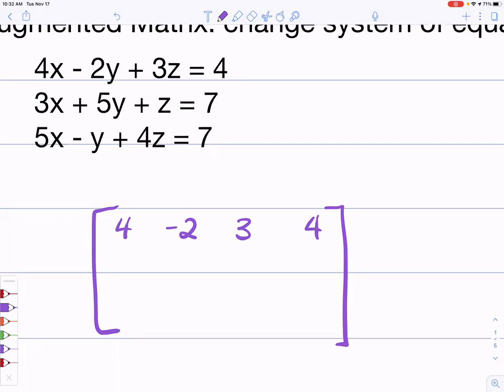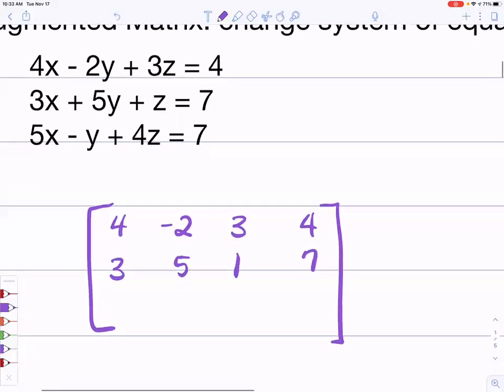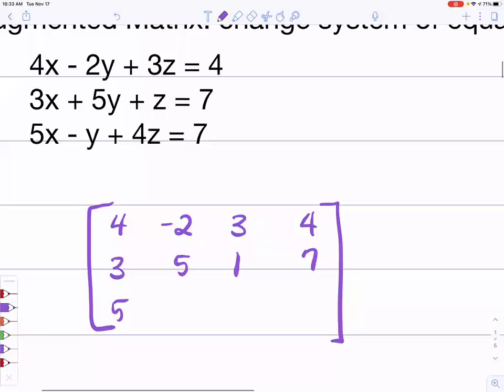Somebody else, what would the second row look like? 1, sorry, and 7. And what would the third row look like? Now, to make it augmented, we're going to draw a bar between the variable side and the constant side. Just because these are in the first column, I know that they're all X's. The second column, I know that they're all Y's. I don't need my variable there to show that. That's how it's always going to be, okay?